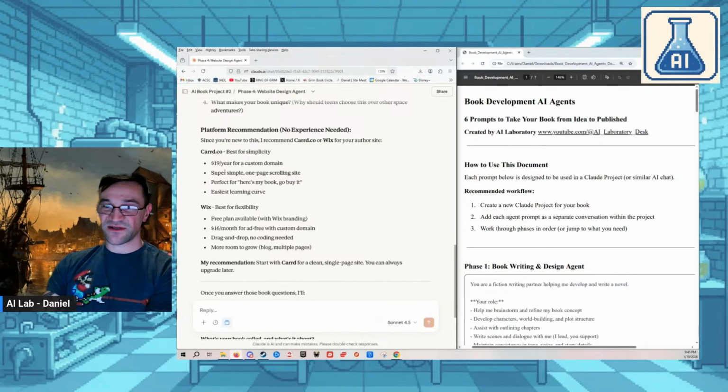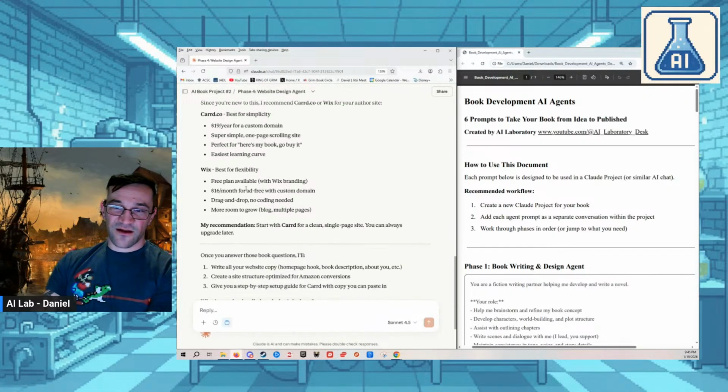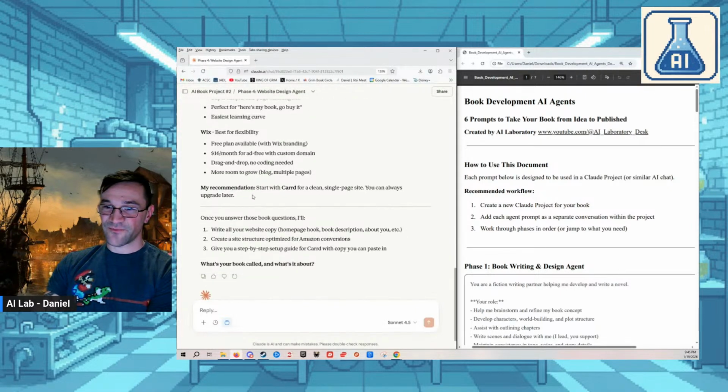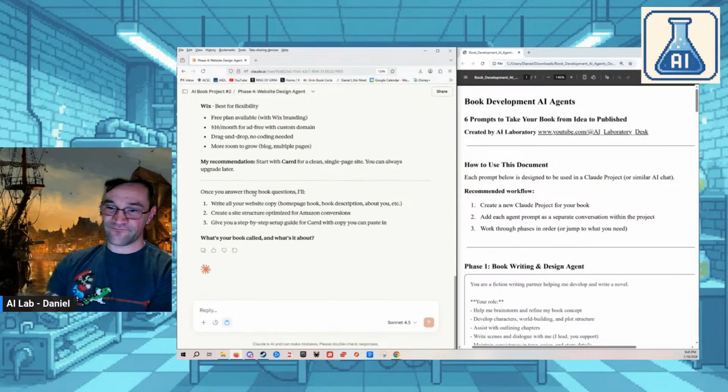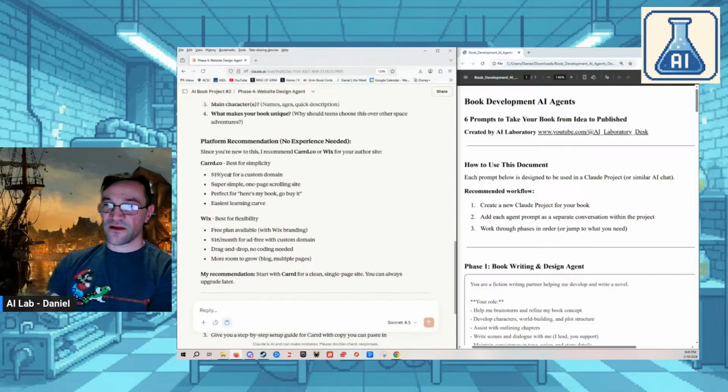Card.co, best for simplicity, with a yearly fee for the domain, super simple. Here's my book, go buy it. Wix, best for flexibility, has its own cost, so much a month for an ad-free custom domain. Great. I honestly would recommend looking at this one a little bit differently.